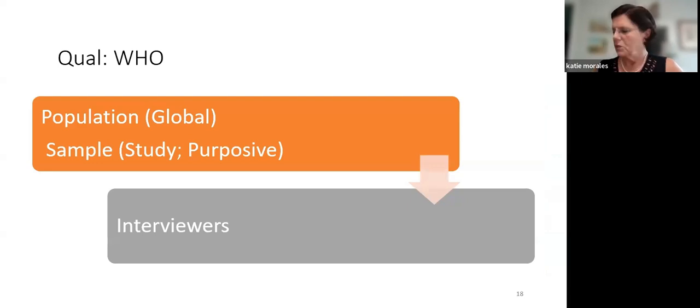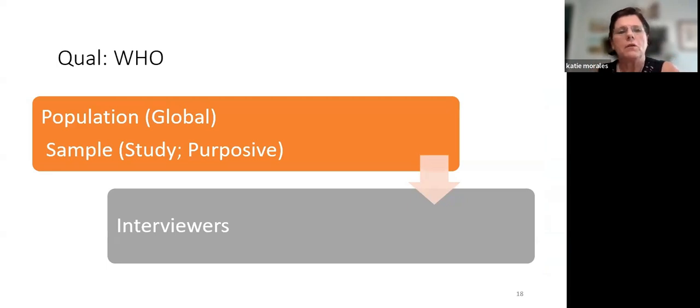So remember with research, the population is global. If we were looking at nursing students, it's all nursing students, but our sample is from our study. And with qualitative, we're going to purposefully, on purpose, pick people who have had that experience, because I want to explore this experience. I need you to have had it to be in my study.